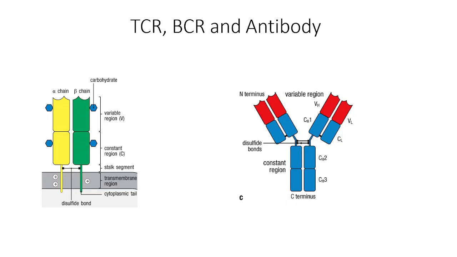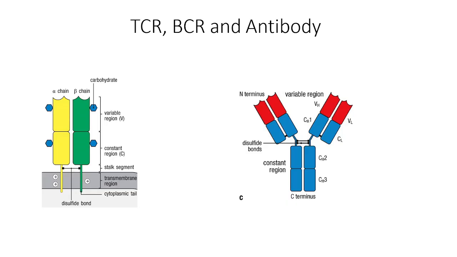The variable region is located on the N-terminus, responsible for antigen specificity for a T cell receptor, and the constant region over there is for the support of the structure and anchoring it to the membrane. The bonding is the interchain disulfide bonds connecting the alpha and the beta chains that you see over here. And it always is membrane bound, including the transmembrane region and the cytoplasmic tail. That's about the T cell receptor.